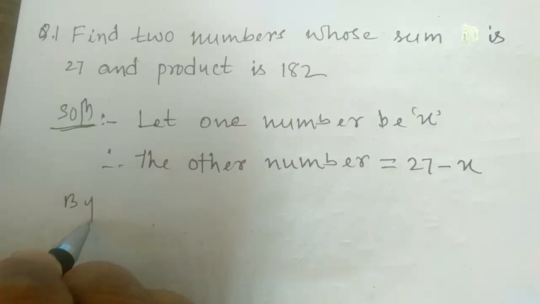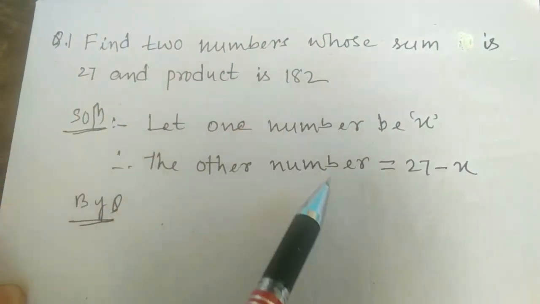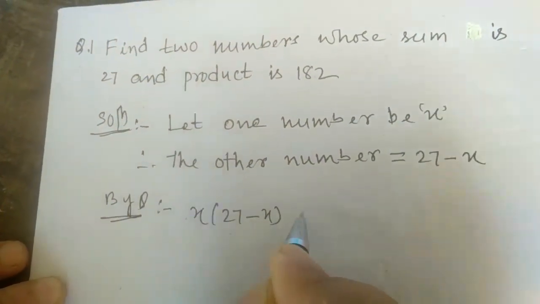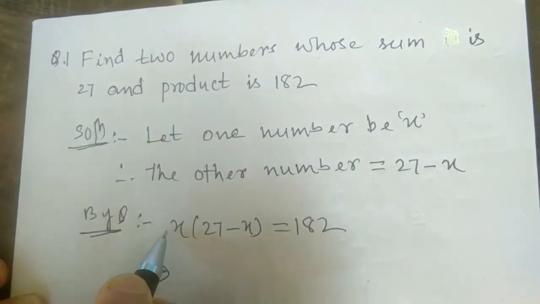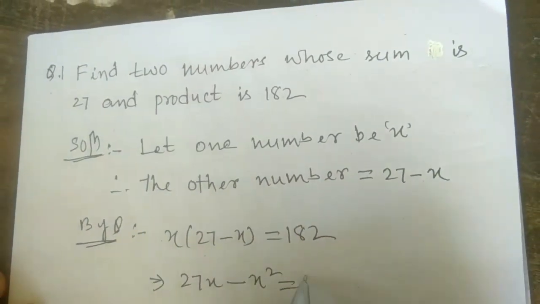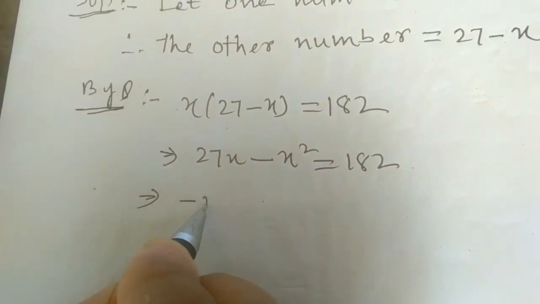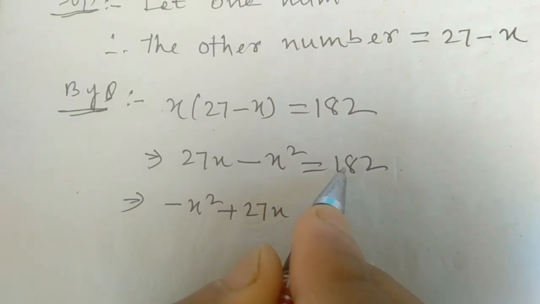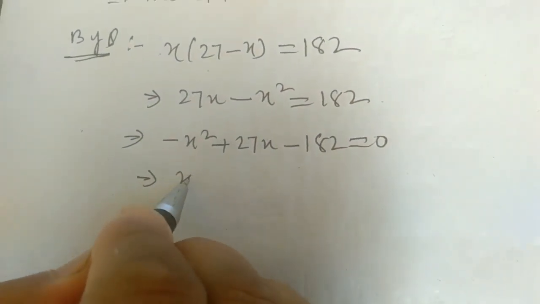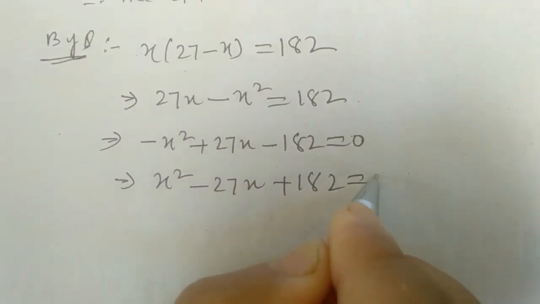Now, according to the question, it is given: find two numbers whose sum is 27 and product is 182. So this is one number, this is the other number. The product is given, that means x into (27 minus x) equals 182. Multiply 27 into x, 27x, plus minus x into x, minus x square, equals 182. Bring all the terms to the left side and arrange it. The first term must be x square, second term x, then third term constant. This is plus, this has become minus 182, equal to 0. Our first term cannot be negative, so make it positive: x square minus 27x plus 182 equal to 0.